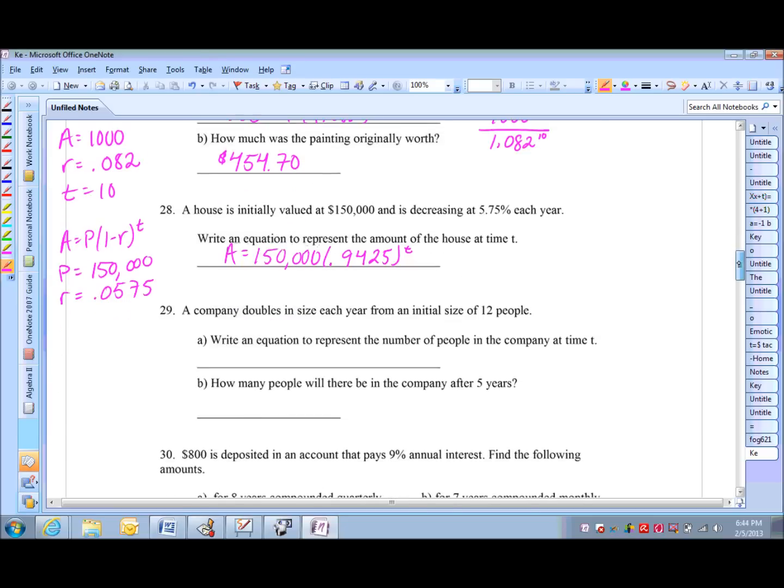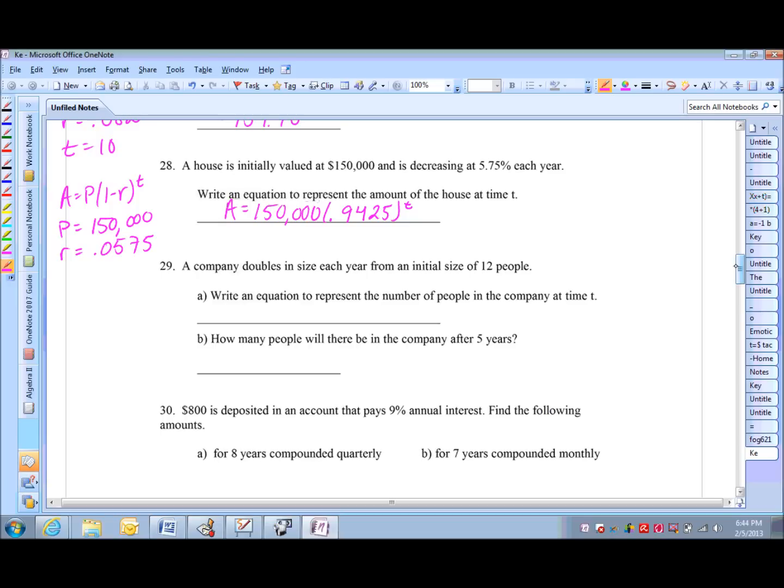Okay, 29. It says a company doubles in size each year from an initial size of 12 people. So we're using the exponential growth function, A equals P times (1 plus R) raised to the T. The initial amount of people is 12. It says it doubles in size, so that means it increases by 100% each year. So changing that 100% to a decimal is just 1.